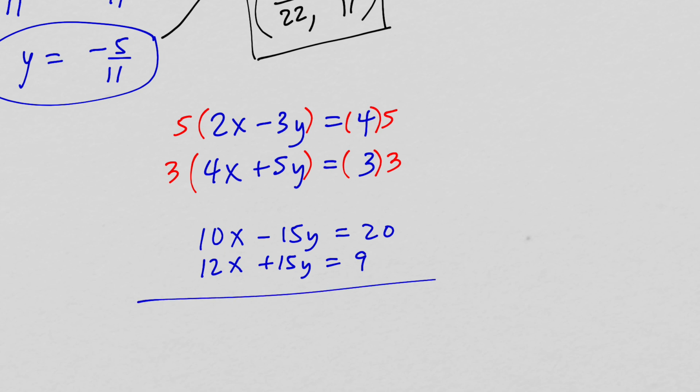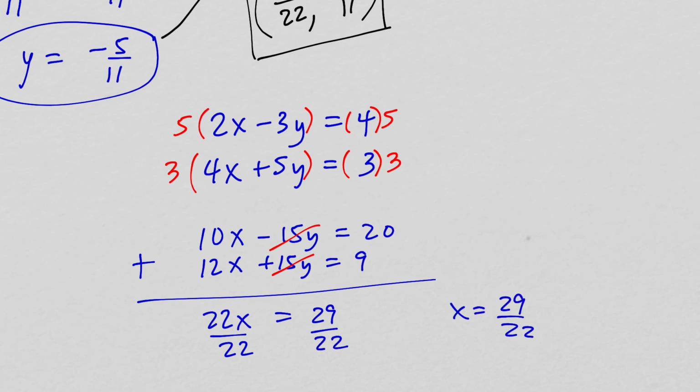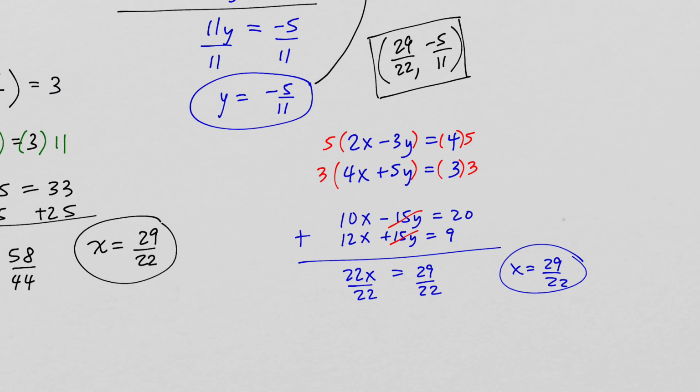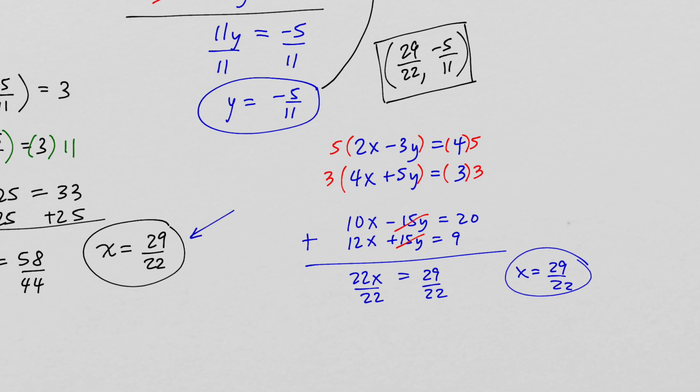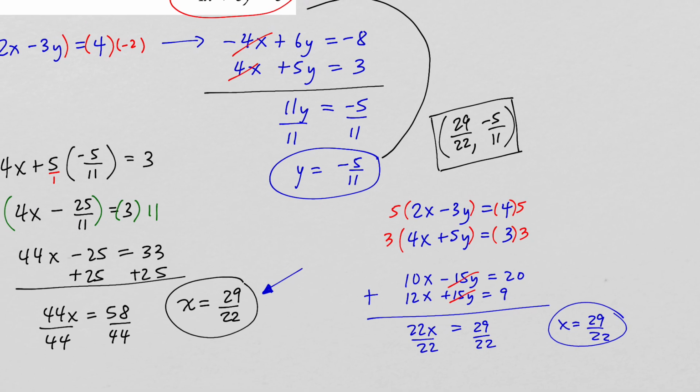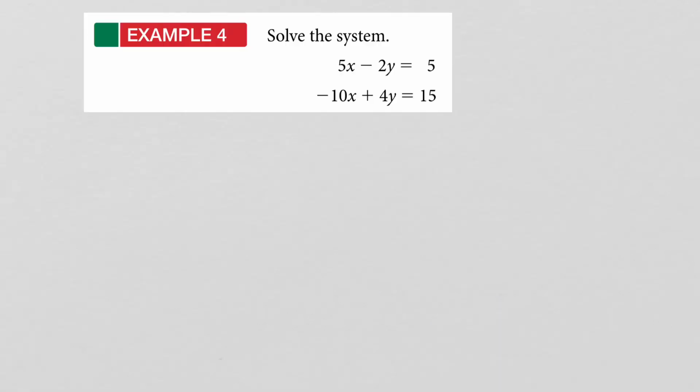And then if we add these equations together, we get 22x, these cancel, equals 29. And then dividing by 22, you can see we get x equals 29 over 22. So that's another way to find the x-coordinate like we found over here. Okay, so it's really up to you how you want to do it. Let's go ahead and do one more solving by the addition method.